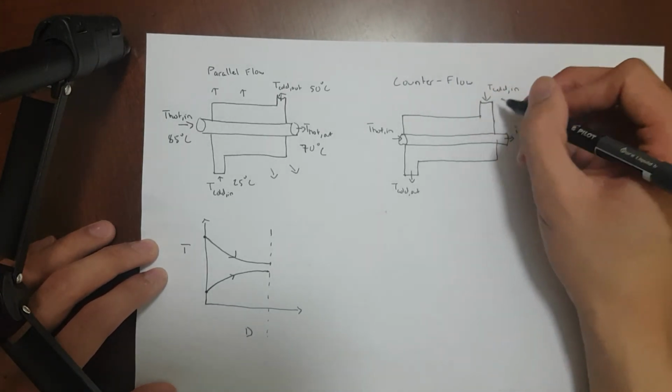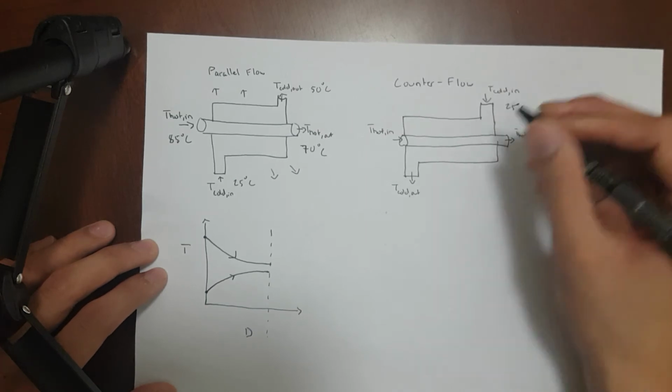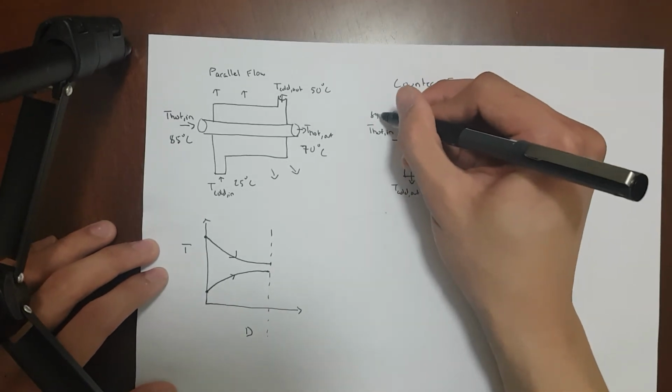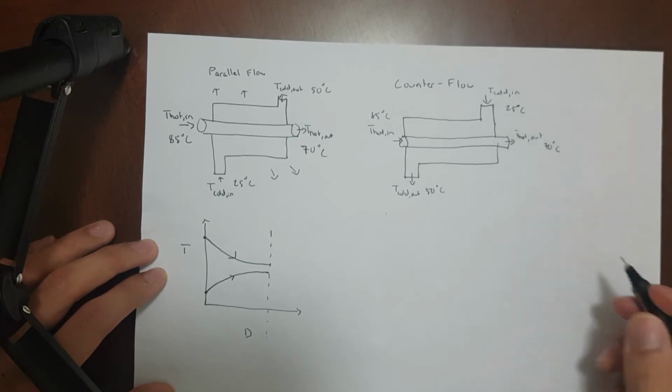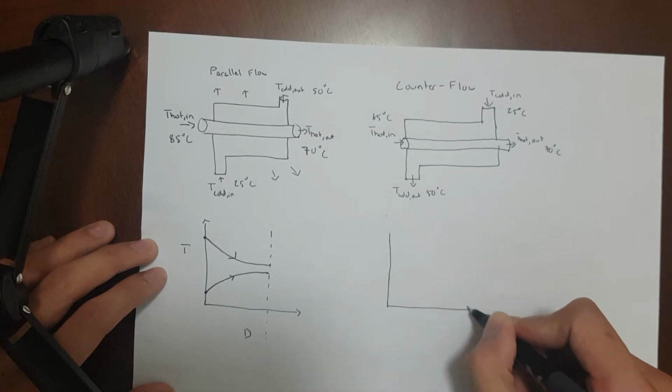The temperatures are still the same. T cold in will have a temperature of 25, increase to 50. T hot in will have 85 degrees to 70 degrees. However, the graph this time is a little bit different.